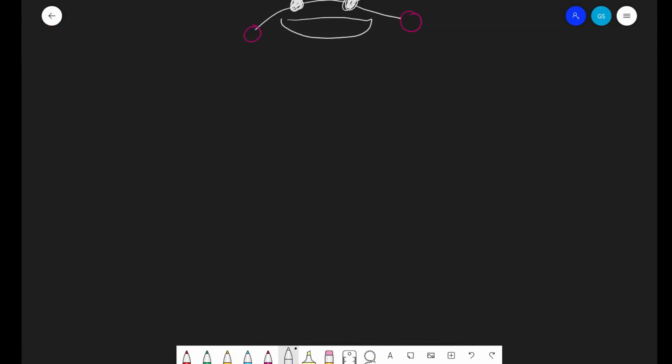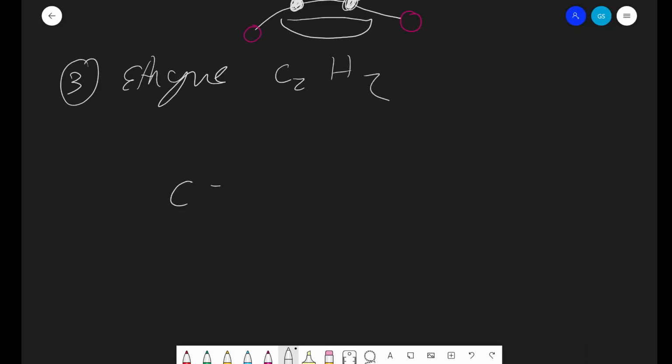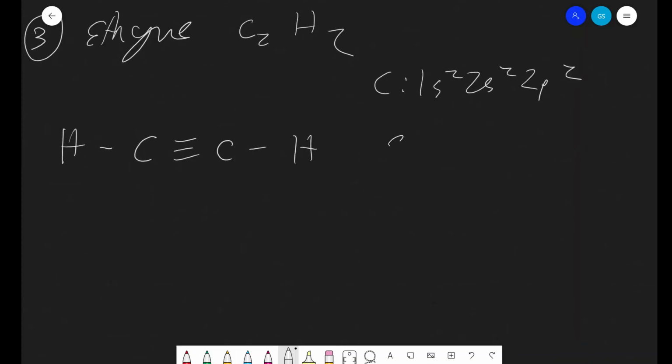Last one. It's almost over. Ethene. Or C2H2. This will look like this. Triple bond here, hydrogen here, hydrogen here. Again, the electron configuration of carbon, 1s2, 2s2, 2p2. It'd be 2p up here, 2s up here, 1s.